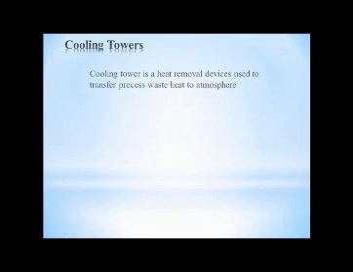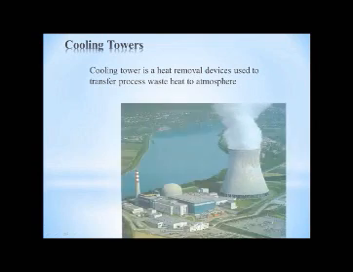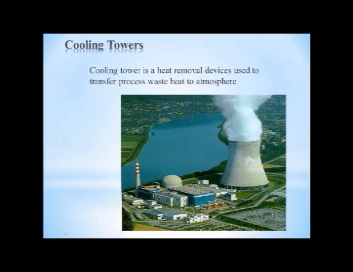A cooling tower is a heat removal device used to transfer process waste heat to the atmosphere. A cooling tower is used for the evaporation of water to remove heat and cool the working fluid near the wet bulb air temperature.